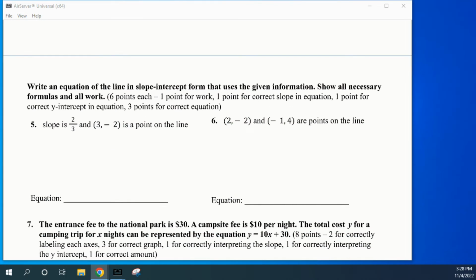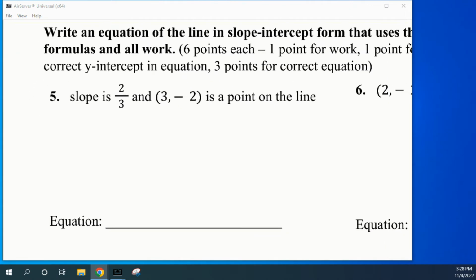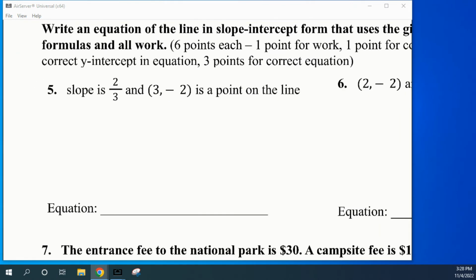Number 5 and 6. These are ones that I would definitely check the left side of the front page of the 3.9 notes. That's basically what we did here. So we need to write these equations in slope-intercept form, given what we have here. So on 5, slope-intercept form, you need the slope and the y-intercept. It gives us the slope, so we're good there.